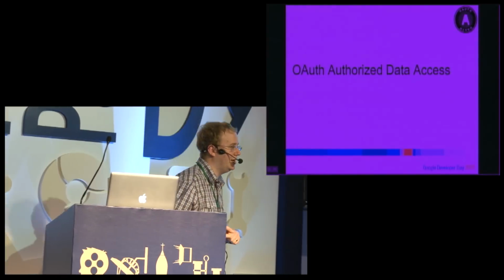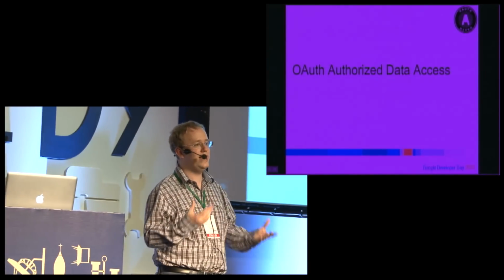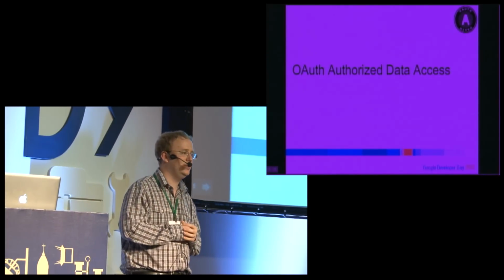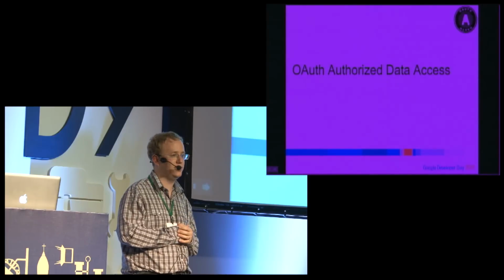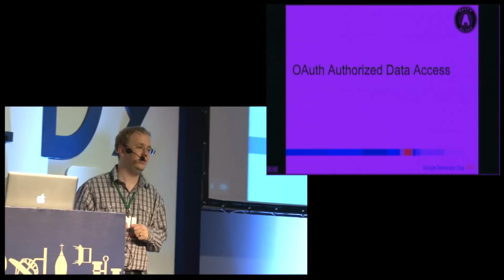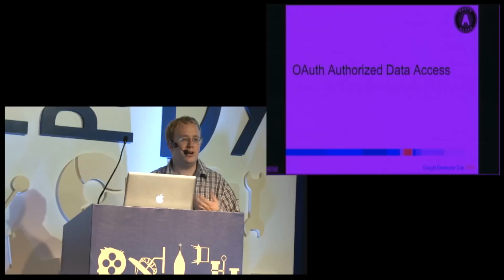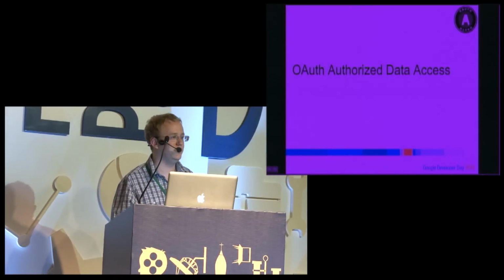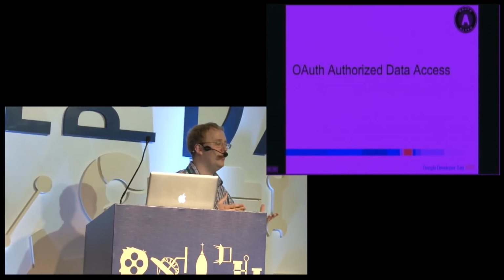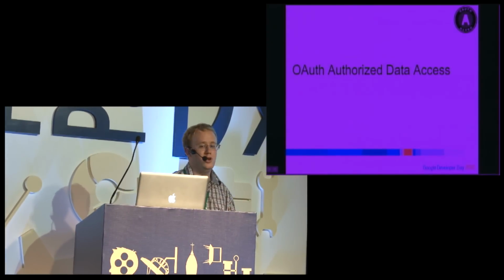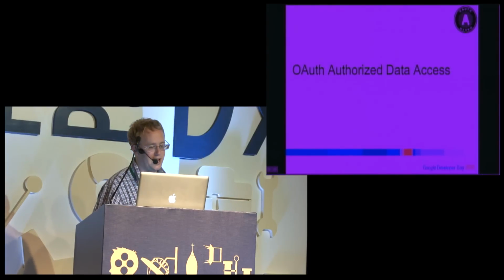So now we've talked about identity. We've talked about how to figure out who that actor is, who the person is that is logging into the web application. But you want to know more than just who the person is. You also want to be able to integrate with their data, things like their calendar. Maybe you're a video mashup, and you want to integrate with things like YouTube. Well, that's what OAuth authorized data access is about.